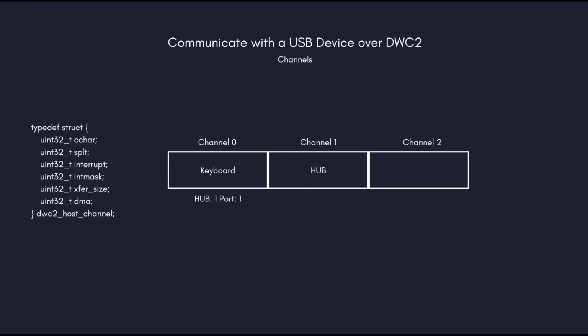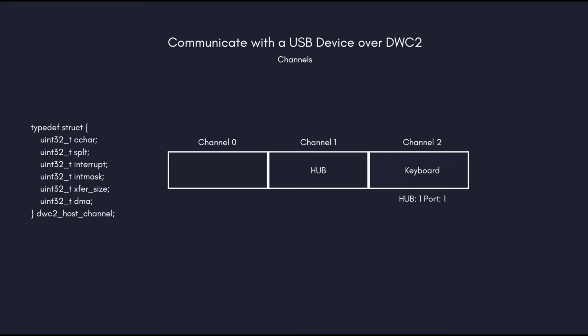Currently, we're communicating with our keyboard on channel 0 because we haven't addressed it yet, and like I said, it by default will communicate through channel 0. But in order to communicate with it and not with the hub again, we have to use the split register to specify we're going to be talking to the keyboard through device 1, which is the hub, and its first port, port 1.